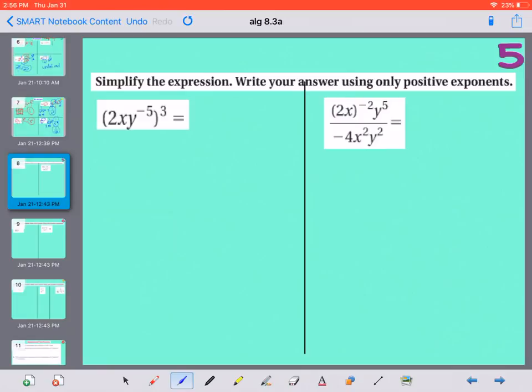Alright, so these problems, there can be a lot, but we just need to work with what we know. What this is saying is that we have 3 of these in the parentheses. So I'm going to write these out 3 times. 2xy to the negative 5 times 2xy to the negative 5 times 2xy to the negative 5.